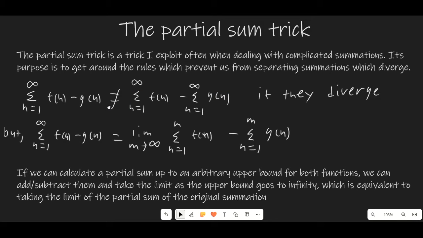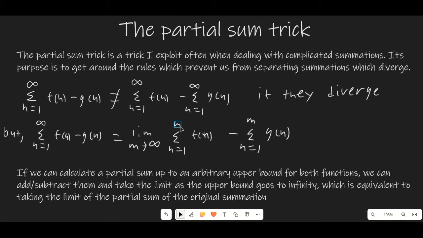So what we do instead is we know that the sum from n equals 1 to infinity of f of n minus g of n is the same as the limit as m goes to infinity of the sum from n equals 1 to m of f of n minus g of n. However, now we can actually split these summations because when we're taking the limit as m goes to infinity and we put the m as the upper bound here, technically m is always going to be a finite number, right? We just end up taking the limit as m goes to infinity afterwards.